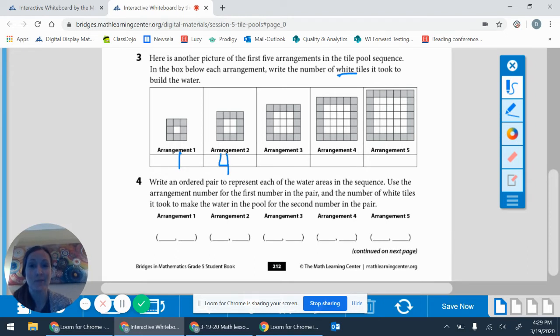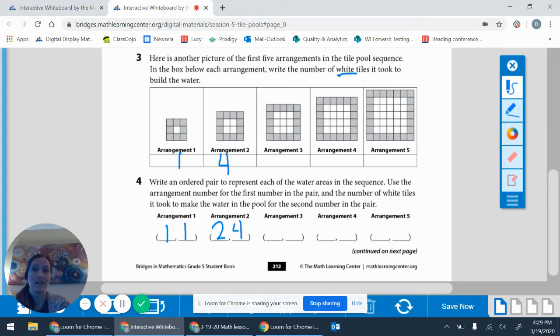Let's jump down again to number 4. We're writing an ordered pair to represent that information that we just got. So in arrangement number 1, our X value is that 1, and our Y value is also 1 because there was only one white tile. In arrangement 2, our X is a 2 for our arrangement, and then the Y value is a 4 for those 4 white tiles in the center.